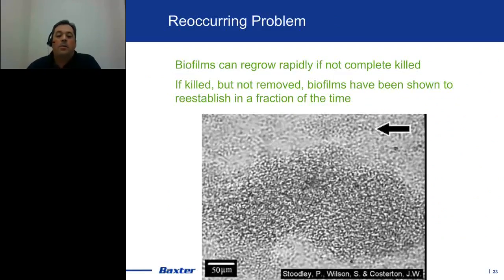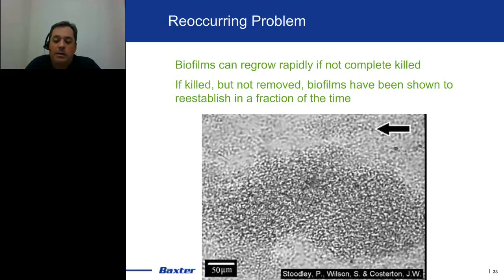So biofilms, if not effectively killed, can actually regrow quite rapidly. So if you only have a partially effective kill, you've essentially left a lot of microorganisms already sitting in your system waiting for the next favorable environment to grow back. And even if you do kill them, but you don't remove them, there's some risk. There was a study done by the Naval Labs that looked at the time for biofilm, at least in one particular environment, to reform after it had been killed.